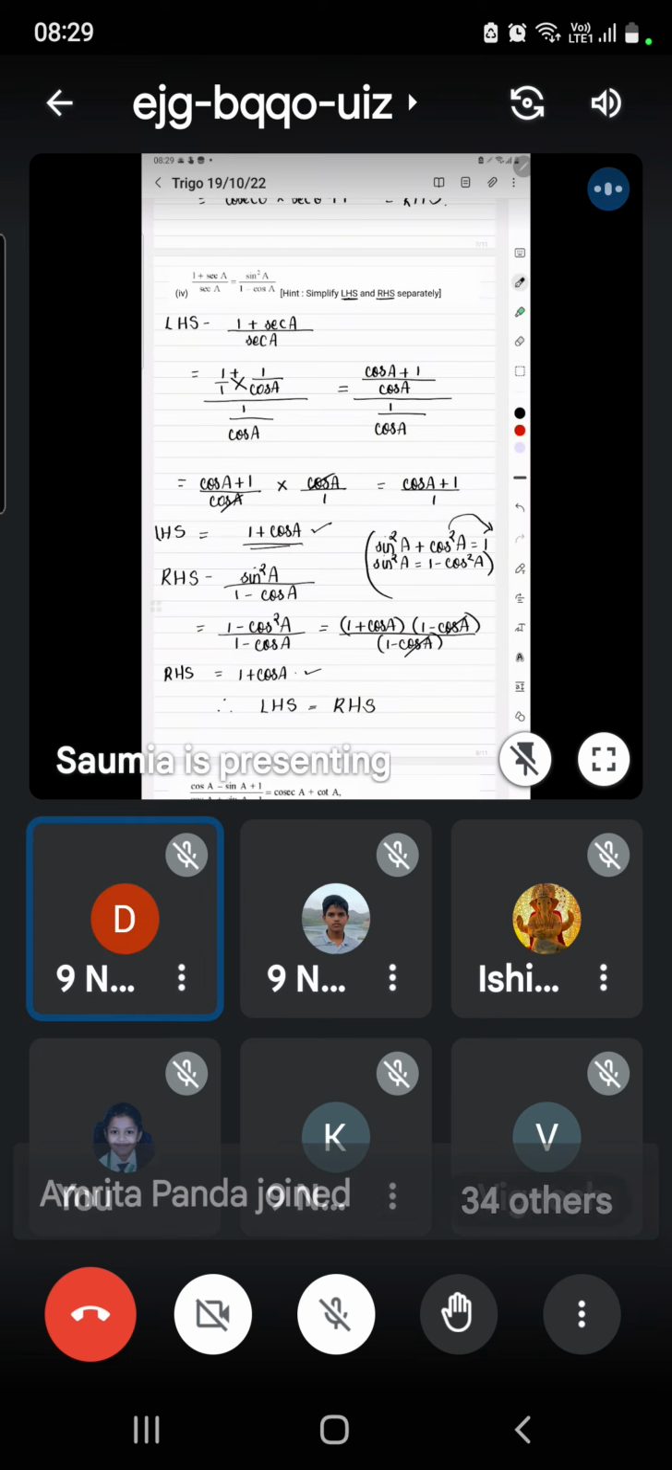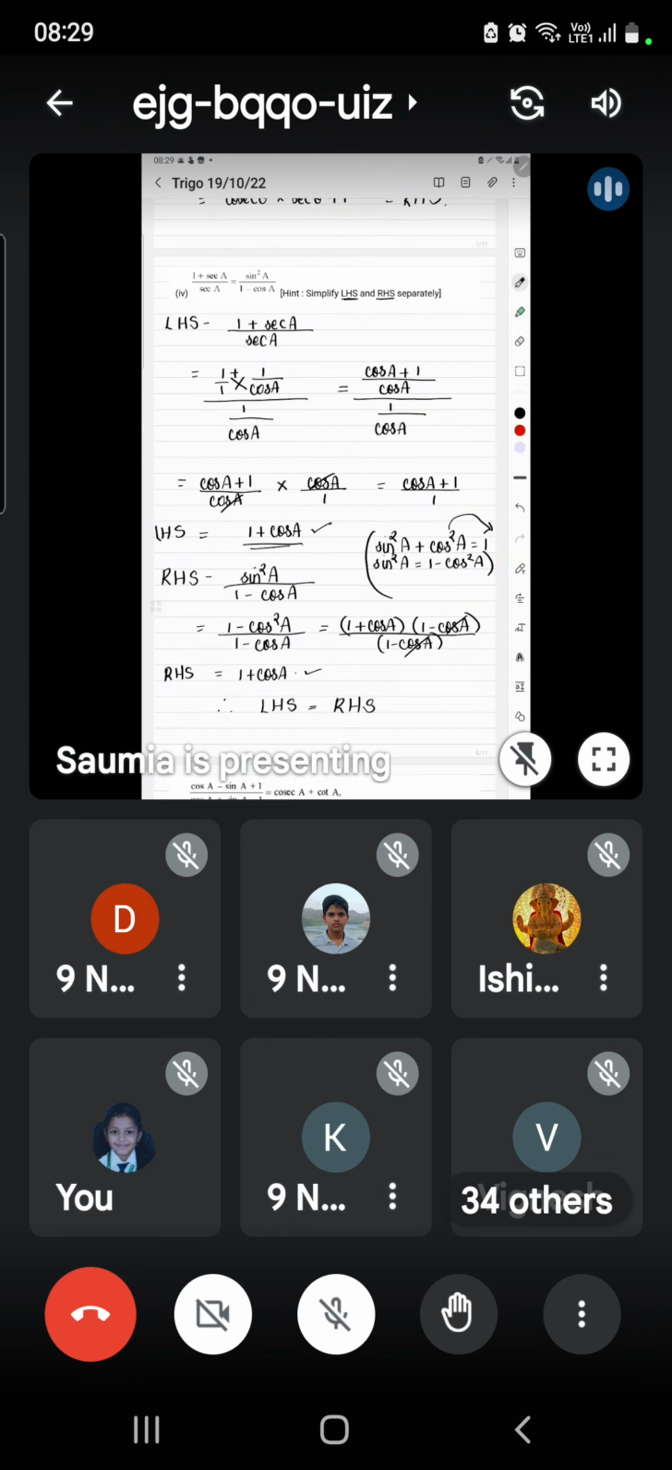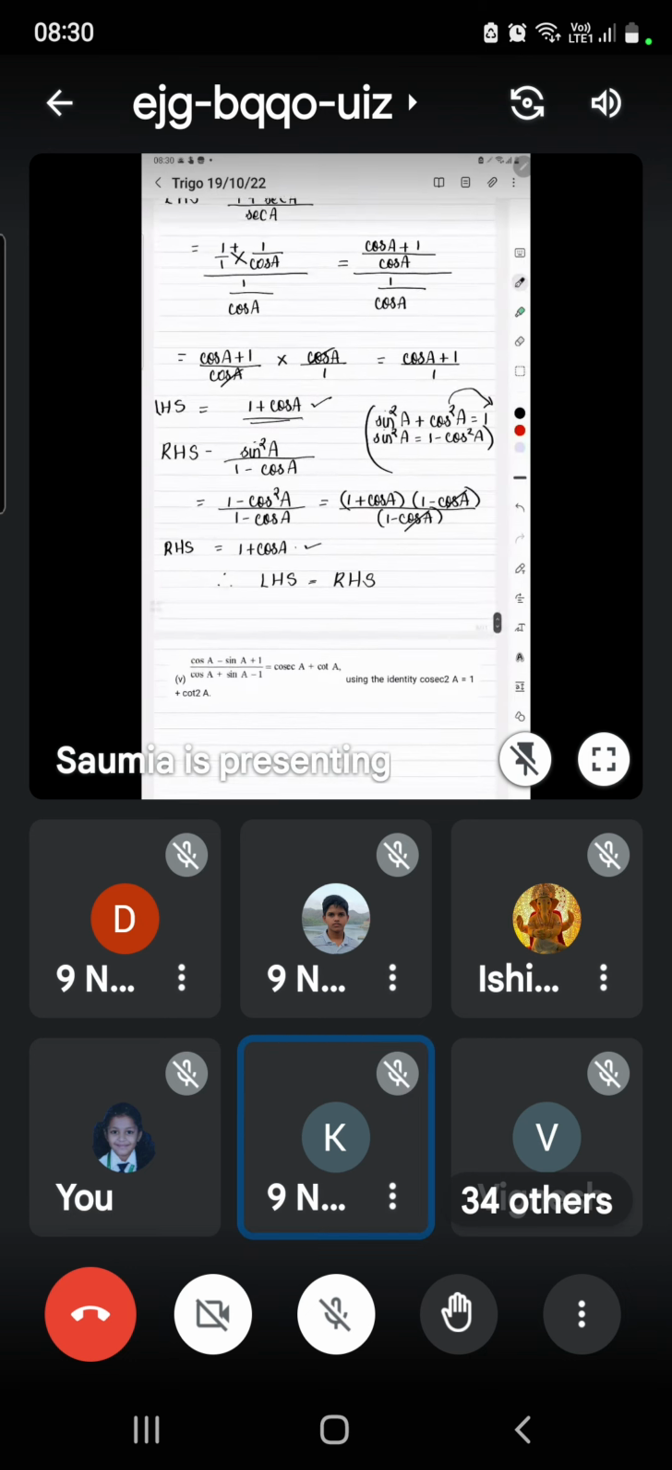Yes, ma'am. So some of the questions you can do it this way also. See, when 1 plus cos A came, we didn't know what to do further. So we stopped there and we took the RHS and simplified it. And ultimately, we got the same expression. So this is another way you can do such questions. Understood? Yes, ma'am.